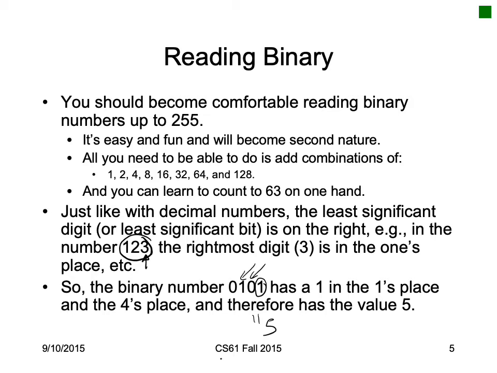Just like with decimal numbers, the least significant digit, or the least significant bit for binary, is on the right. If you look at the number 123, we know that the 3 is in the ones place, and then the 2 really means 2 times 10, and the 1 means 1 times 100. Well, that's exactly how we look at a binary number as well. So we start over at the right, and this means 1. This means no 2s. And that means 1 four. So 4 plus 1, that number equals 5. That's all there is to it.